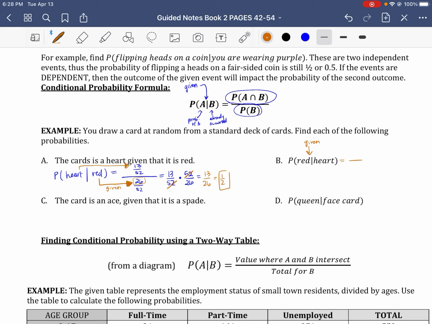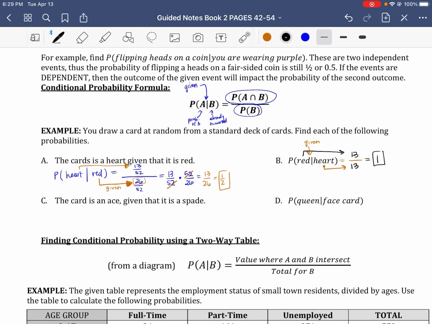Again, this means given. So this is the part that's already occurred, which is why I always put it on the bottom. That's my new restriction for my all possible outcomes. So it says, what's the probability it's red, given it's a heart? So if you think about it, there's 13 hearts in the deck. And then we say, well, how many of those are red? Well, all 13 hearts are red, so actually the probability is a sure thing. The probability it's red, given you're drawing from hearts, is a sure thing.